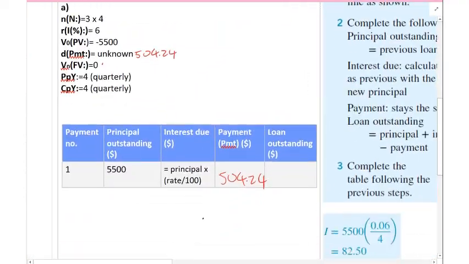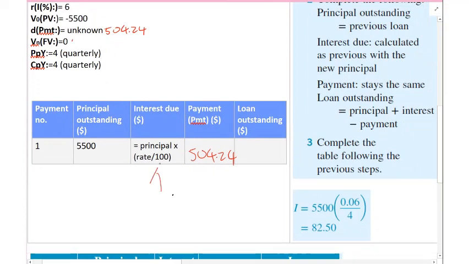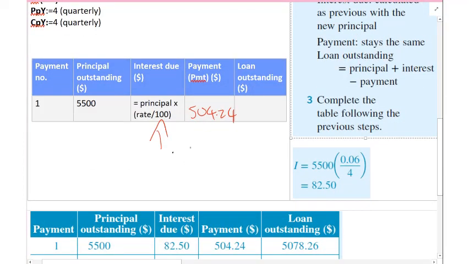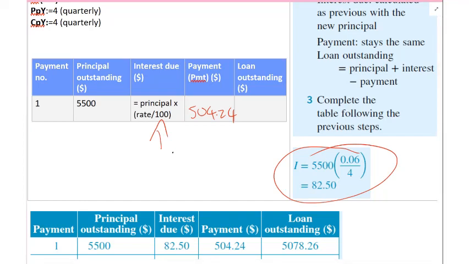But what we want to do is also calculate this interest value here. And we do that basically with this. So we're going to take the principal, which is 5,500, times the percentage essentially as a decimal. So we're going to go 6 divided by 100. That gives you the 0.06, divided by 4 because it's quarterly repayments. And we multiply that by the principal, and we get 82.50. So I'd put 82.50 here.